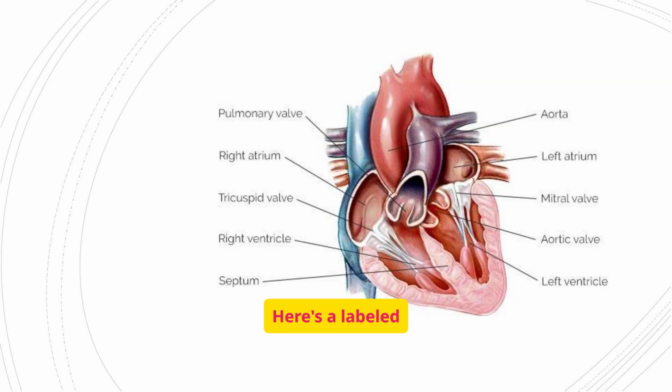Here's a labeled diagram of the heart, highlighting the key valves we'll be discussing: the pulmonary, tricuspid, mitral, and aortic valves. Understanding the location and function of each valve is essential for grasping the pathophysiology of valvular heart disease.